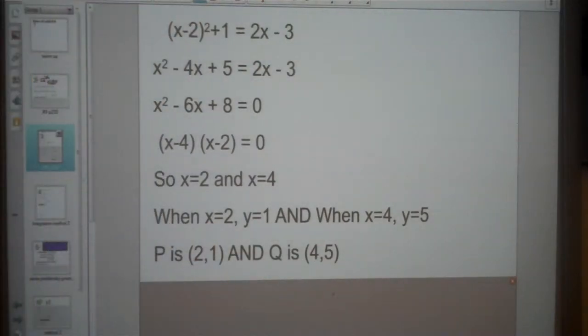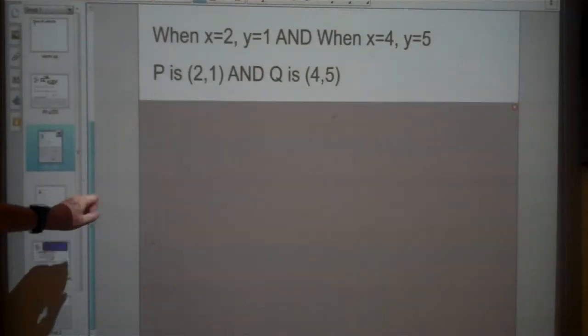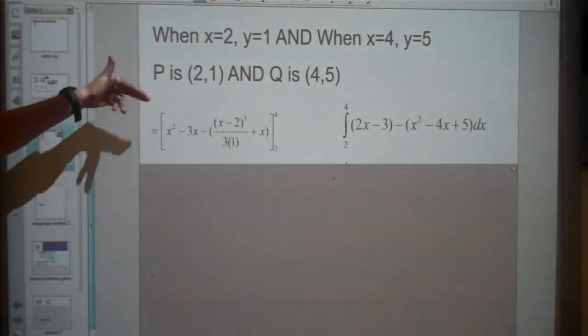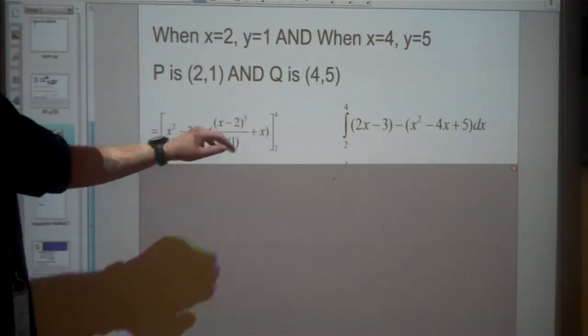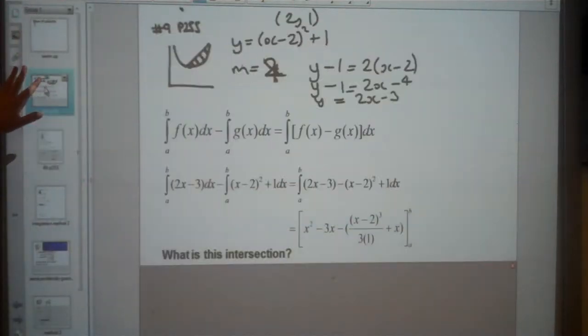So we found what the p is and we found out what q is, so we should have all the information we need now for this question. So we should be able to go ahead and solve. So this is the part that we were at before. We'd already integrated, and let me go back a step.